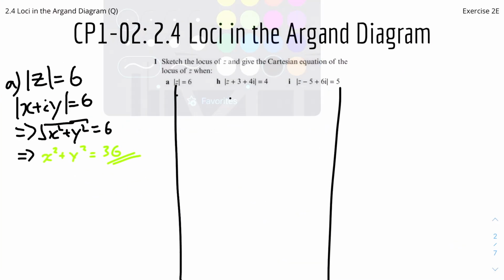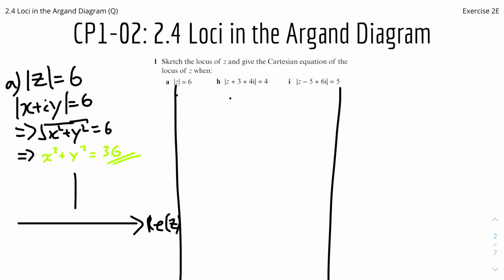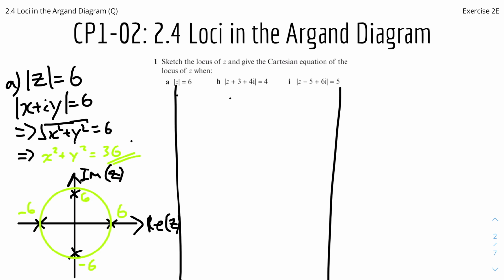And we can see that it's a circle, so the locus is a circle, and we can plot it on the Argand diagram, with the real axis and the imaginary axis. Around 6, minus 6, and the center is at the origin, therefore we can plot a circle like so. And we can label this as 6 and minus 6, and that's the answer.